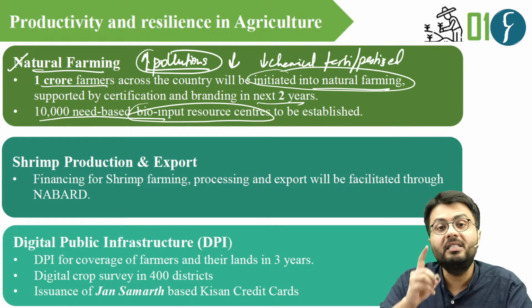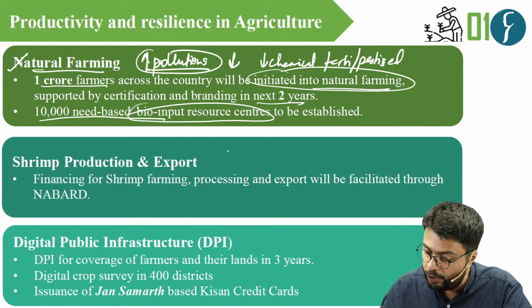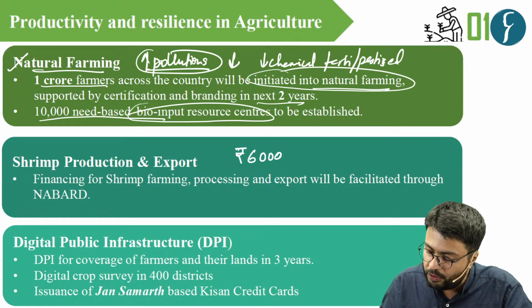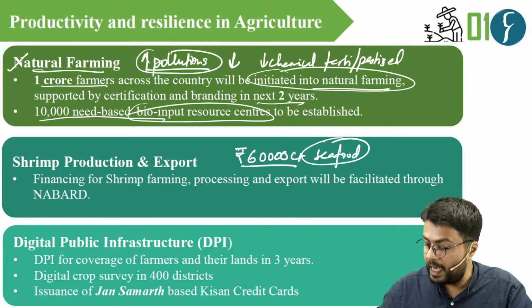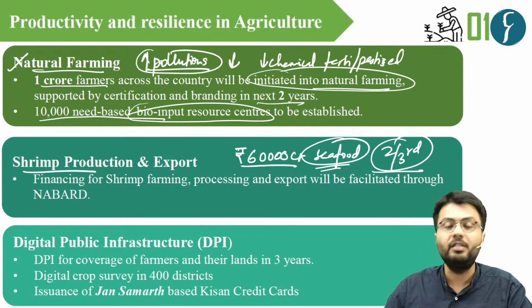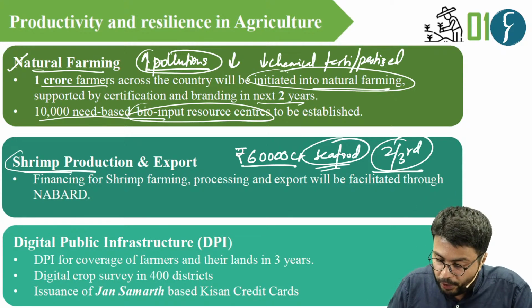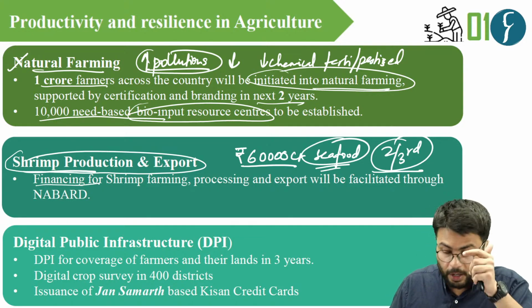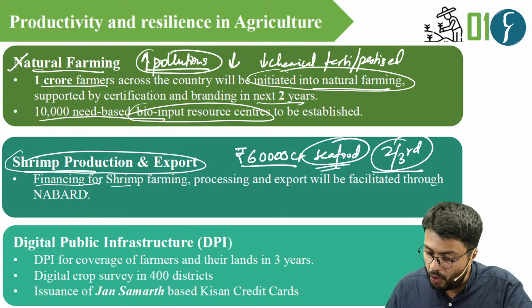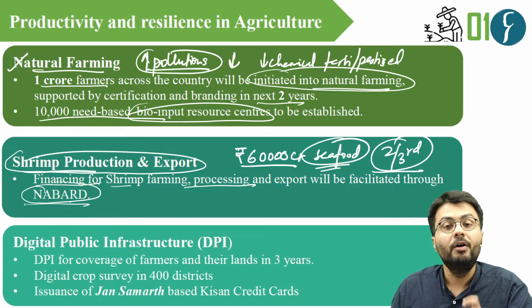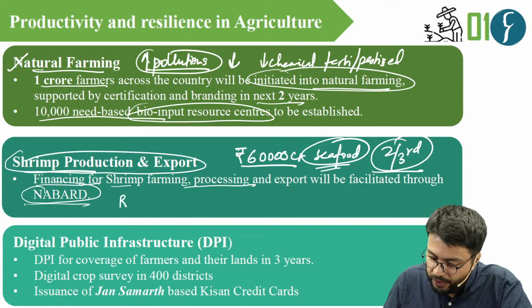Also, as you can understand, India is a key exporter of seafood, and last year India exported about 60,000 crores worth of seafoods. Now, out of this total seafood exports, the shrimp export constituted about 2/3 share in the seafood sector. So to promote production and export of shrimp, the government is providing the shrimp producers with financing and also for processing activities through the institution called NABARD, which is a fully owned subsidiary of the Reserve Bank of India.